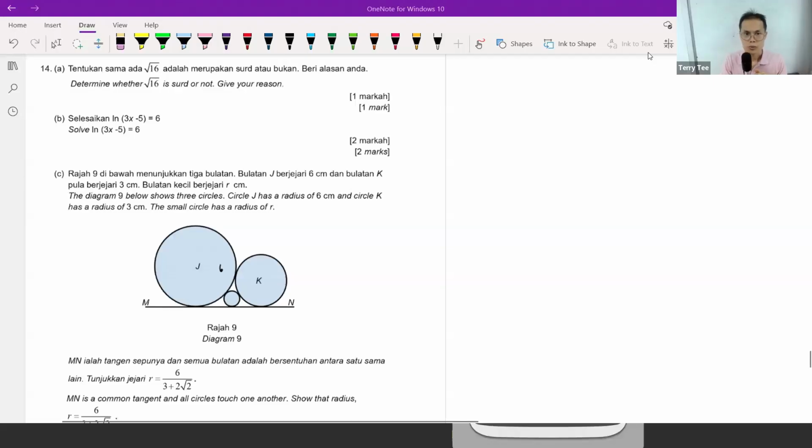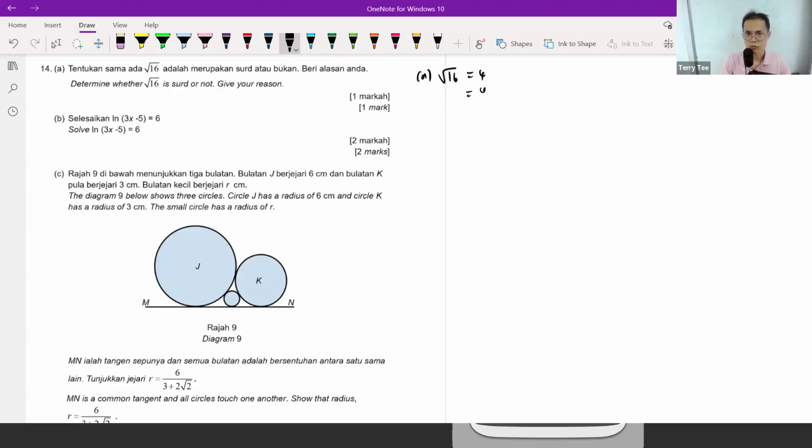Okay, moving on to question number 14. The first part is quite simple. This is from chapter 4, indices and logarithm. Part A: determine whether square root 16 is a surd or not, give a reason. Very simple. Square root 16 is just 4, which is a whole number.